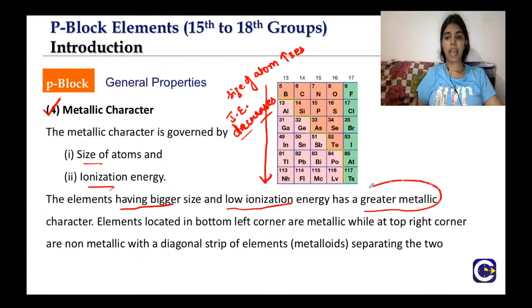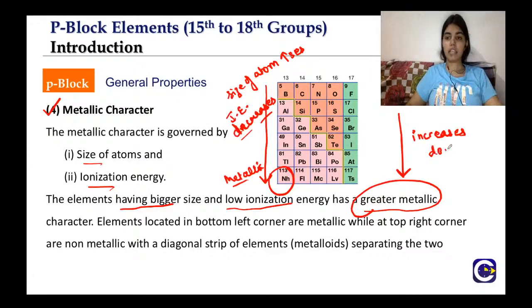a greater metallic character. So among this group, let us say in the boron family, this particular element will be the largest atom in size, and its ionization energy will also be the least among all elements that are present in the group. So therefore it is the most metallic in nature in a particular group. That means the metallic character increases down the group.